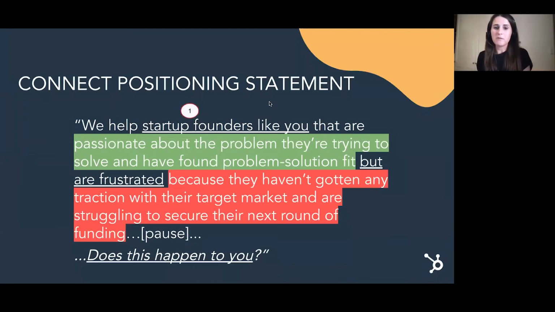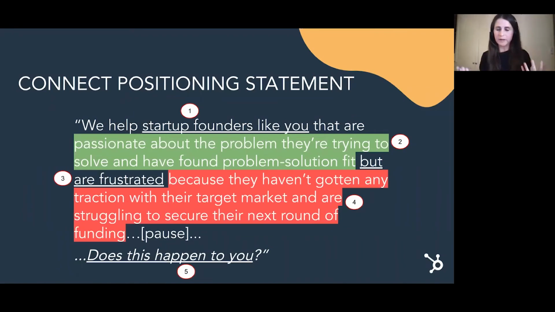So we help startup founders like you that are passionate about the problem they're trying to solve and have found problem solution fit, but are frustrated because they haven't gotten any traction with their target market and are struggling to secure their next round of funding. Does this happen to you? So again, you're saying that's your target, that's startup founders like you. Using frustrated, that's an emotional term. They're frustrated, they're this, they're that, and you're ending with that question. You're talking about their pain points. It's just a good example.